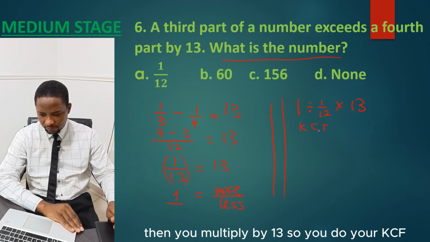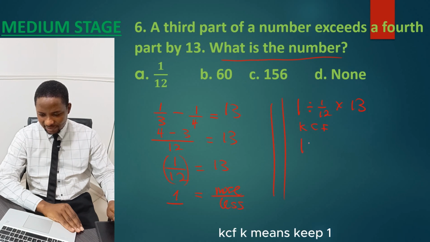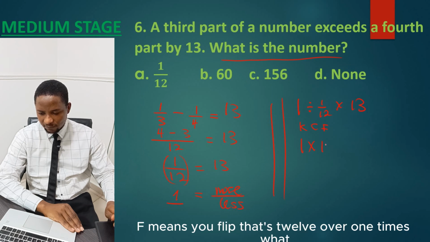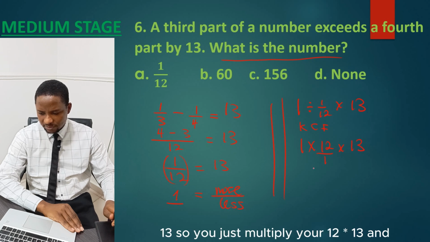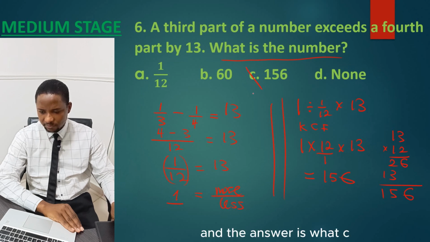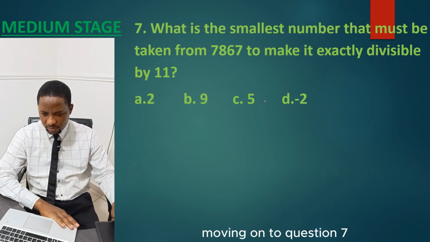So you do your KCF. K means keep 1, C means you change the sign to multiplication, F means you flip, that's 12 over 1 times 13. So you just multiply your 12 times 13, and that will give you 156. And the answer is what? C. Moving on to question 7.